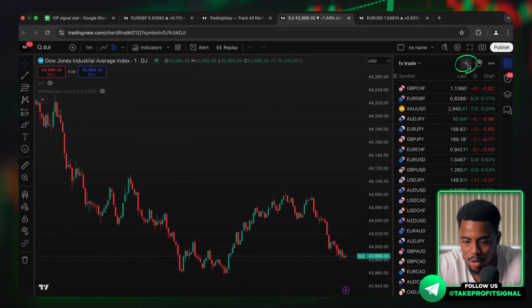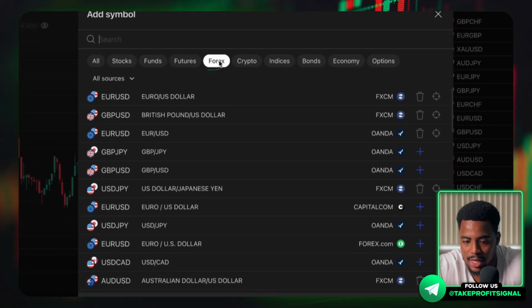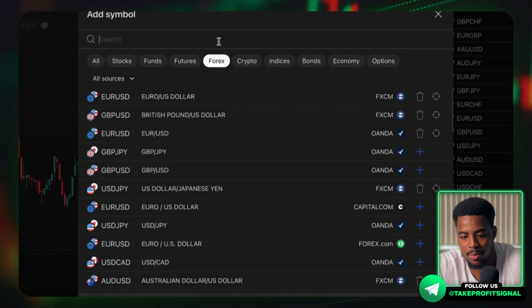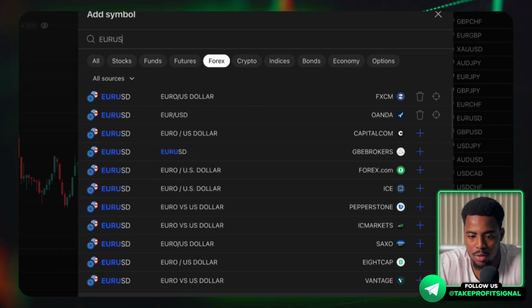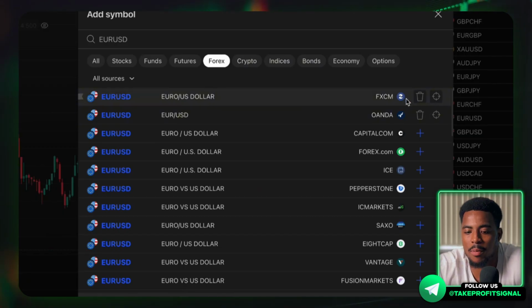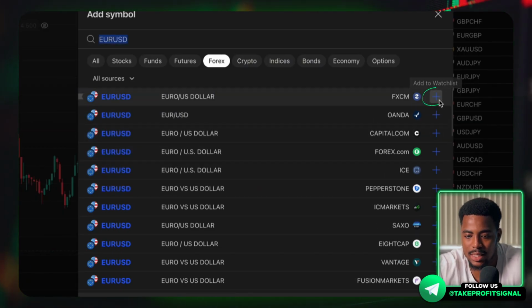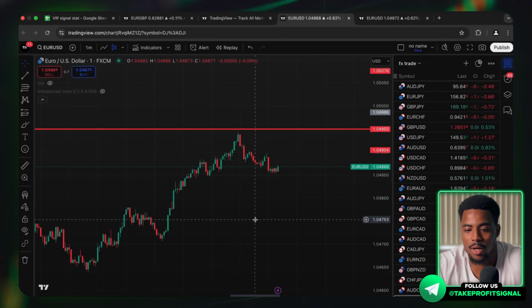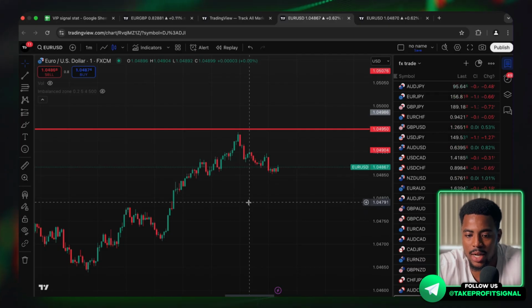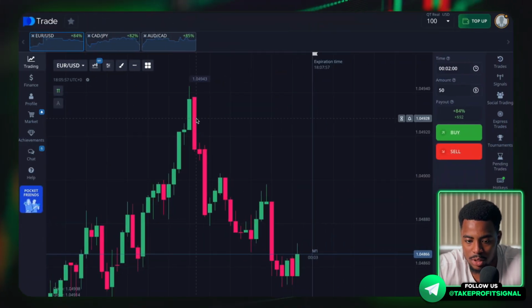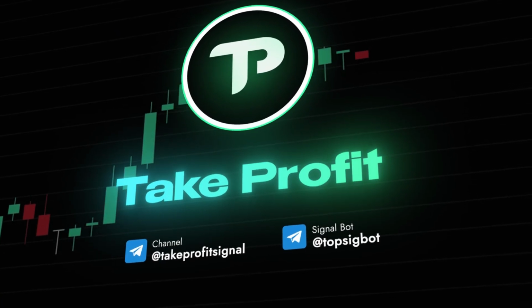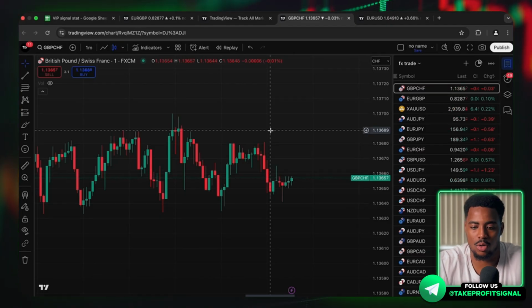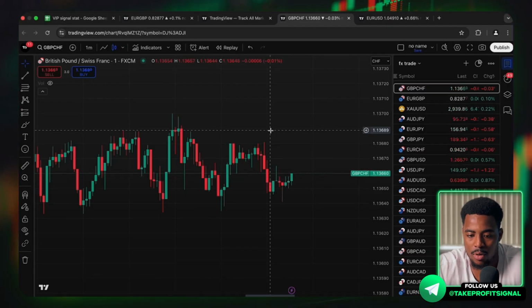Let's say we have a euro-dollar chart. To add it to TradingView, we click on plus. We select the Forex section and write the name euro dollar, and from any supplier we add this asset by clicking on the plus. That's it. This chart appears on our TradingView platform. Now let's add cool indicators that are not available on the Pocket Option platform.